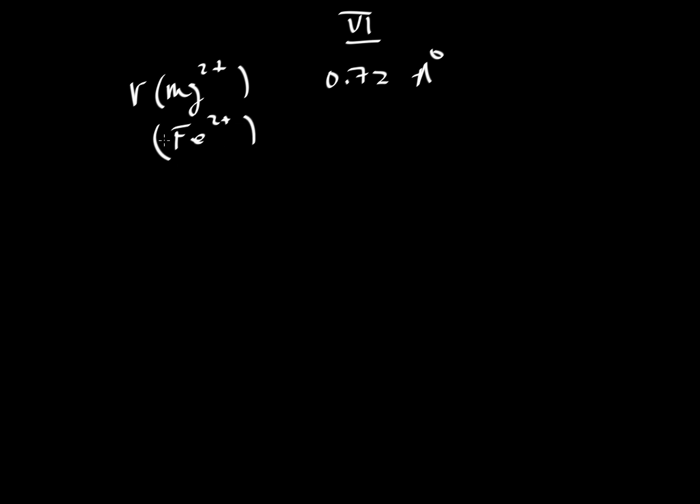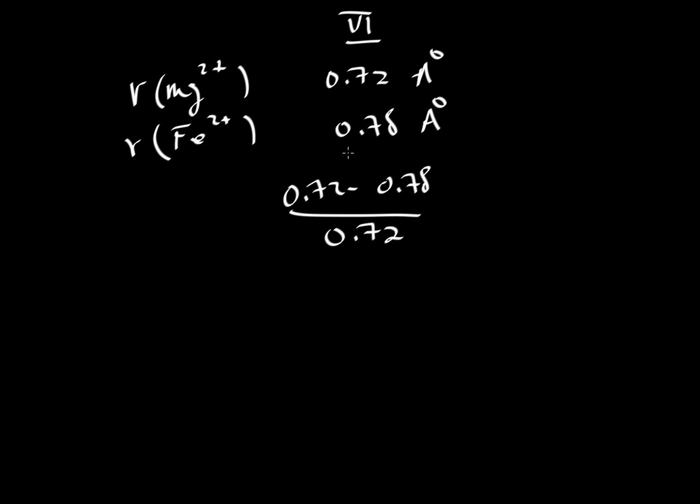So we'll clear the chalkboard. Let's take a look at the radius of magnesium, 2+, and if it is in 6-fold coordination, it would have an atomic radius of about 0.72 angstroms. If we take iron 2+, also in 6-fold coordination, it would have a radius of 0.78. Let's take magnesium as the reference. So we'll take 0.72 minus 0.78 and divide that by 0.72. Taking magnesium as the reference, it's going to be down here at the bottom in the denominator. Let me put it here in that first slot as well.